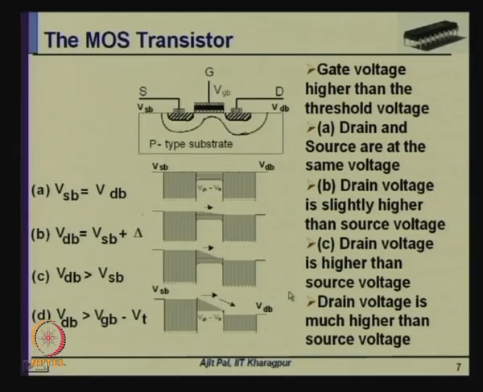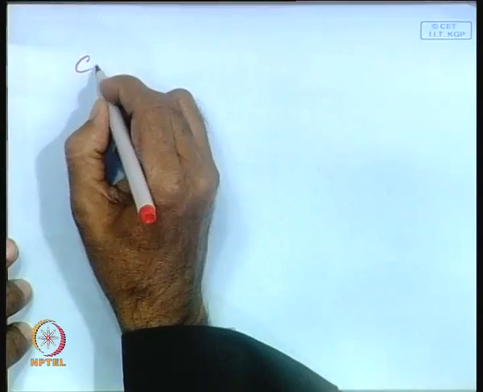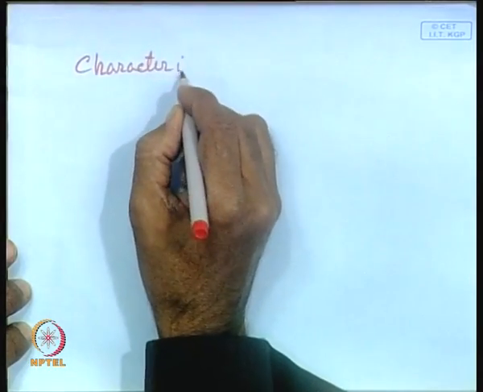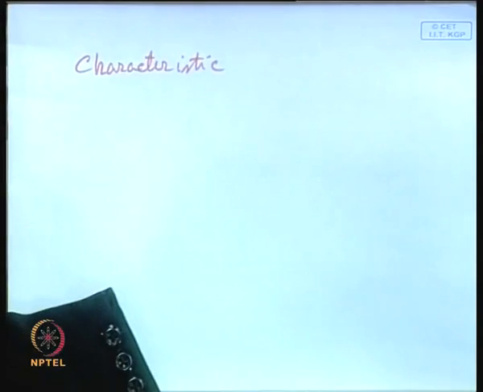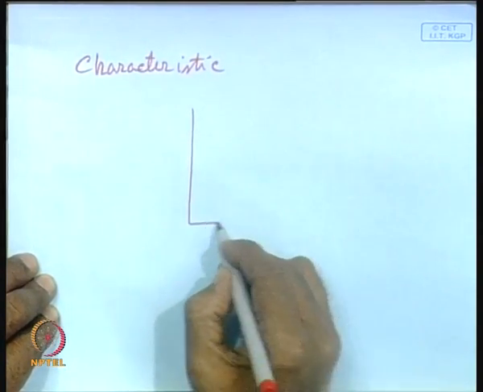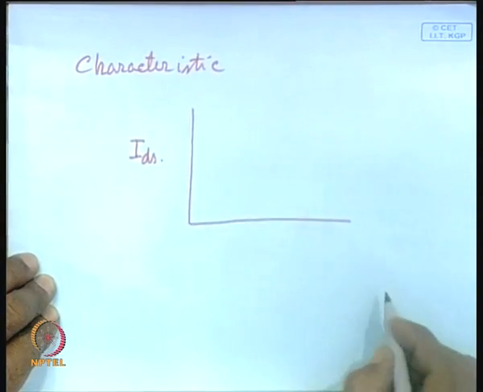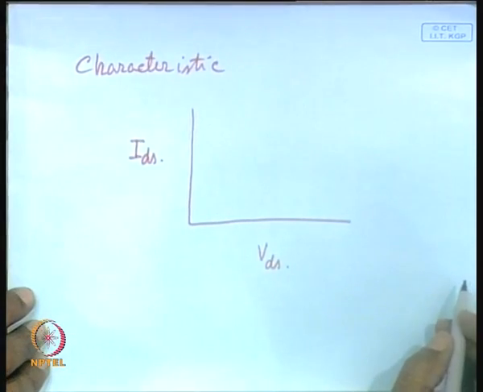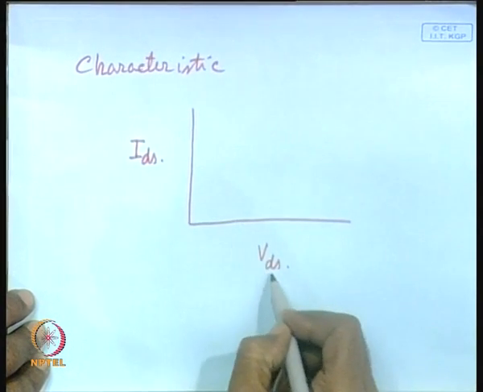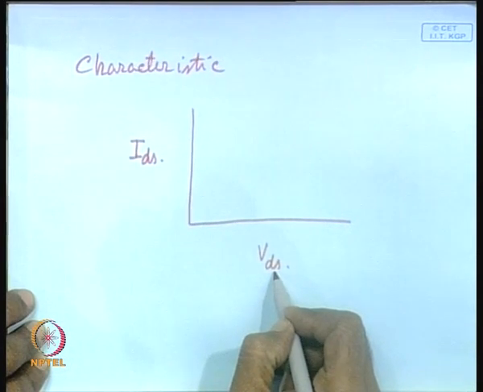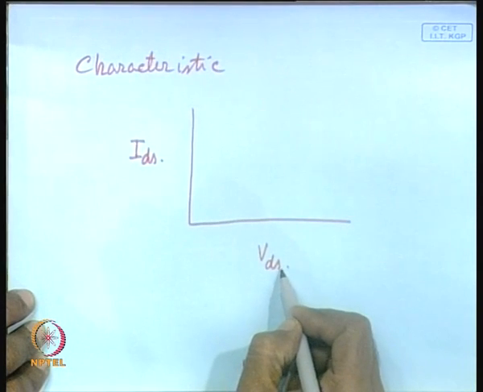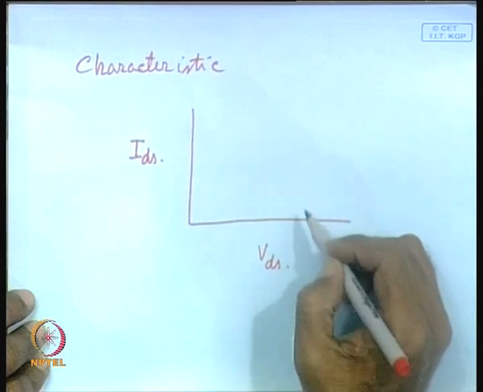So, we have seen how current flow occurs in a MOS transistor. Can we now construct the characteristics of the MOS transistor based on this model? Let us see whether we can do it or not. Characteristic. On this side we shall put the drain current IDS, and on this we shall put VDS. So, we shall analyze the increase in drain current as we increase the drain voltage with respect to source, or it can be body. If source is connected to body, VDS is the same as VDB, and for different gate voltages.